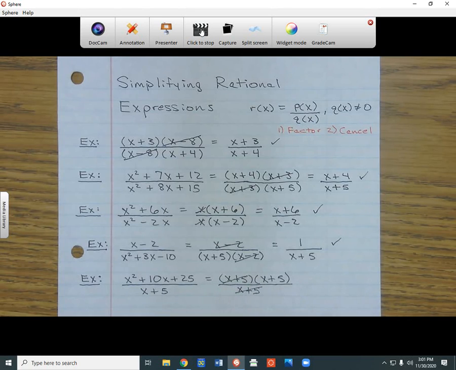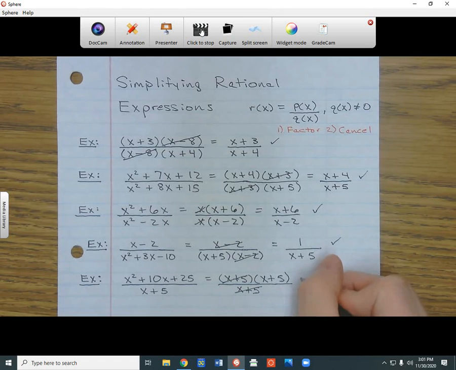So now, what am I left with at the top? I'm left with x plus 5, right? But what am I left with at the bottom? Nothing, right? So if I'm left with nothing at the bottom, I'm going to put a placeholder 1 in its spot. Now do note, I am dividing by 1. So really, if I'm dividing by 1, nothing changes. So I can actually just write this as x plus 5.